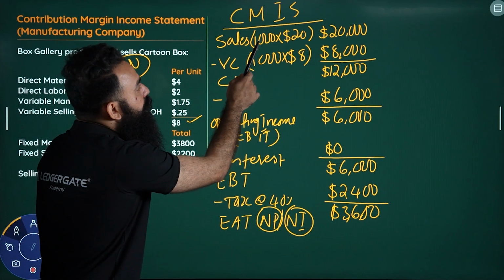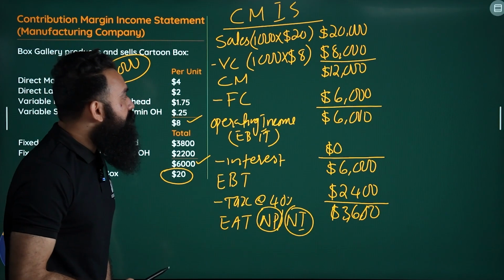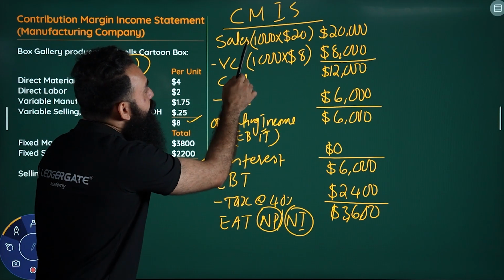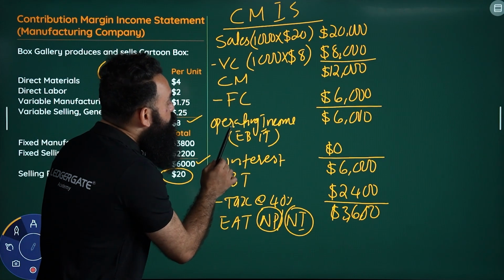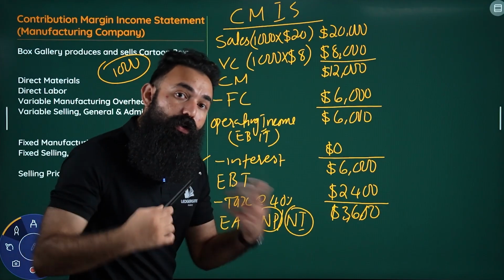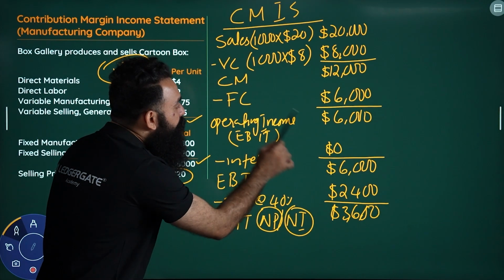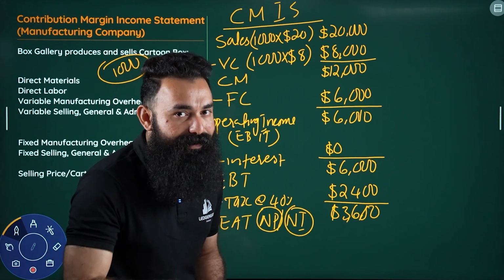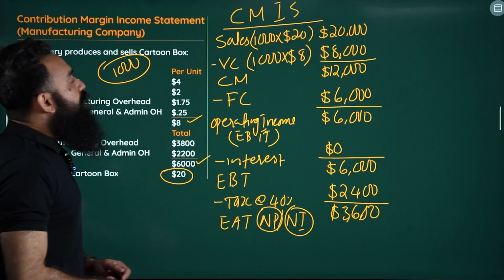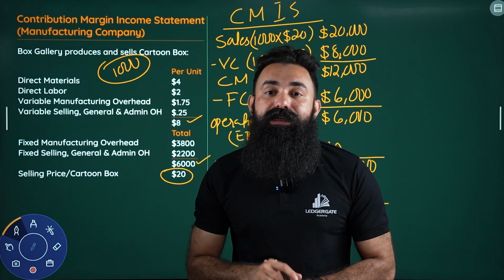In coming days, if you prepare a contribution margin income statement, sales minus variable cost would be contribution margin, minus fixed cost would be operating income and also pre-tax profit. If we give it here as pre-tax profit, this is not wrong in this case. Okay, this is how we prepare the contribution margin income statement of a manufacturing concern.